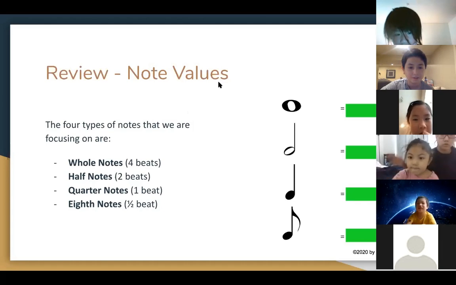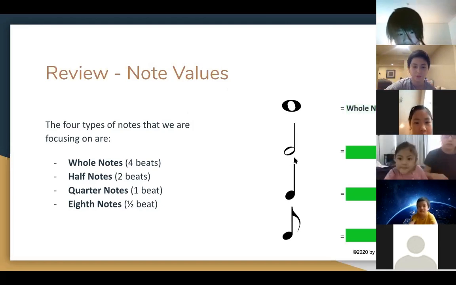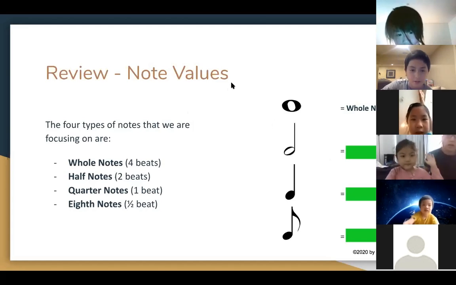The whole note is 4 beats. Yes, good job. That's a whole note. This little oval thing kind of looks like an eye. That is a whole note. Good job. Okay. Does anyone want to tell me what the second note is?